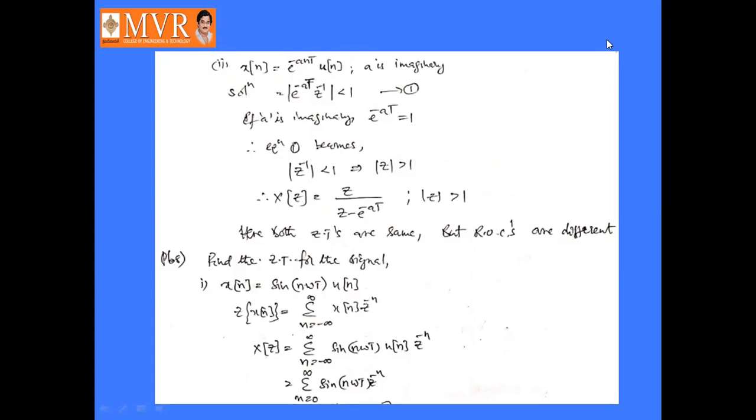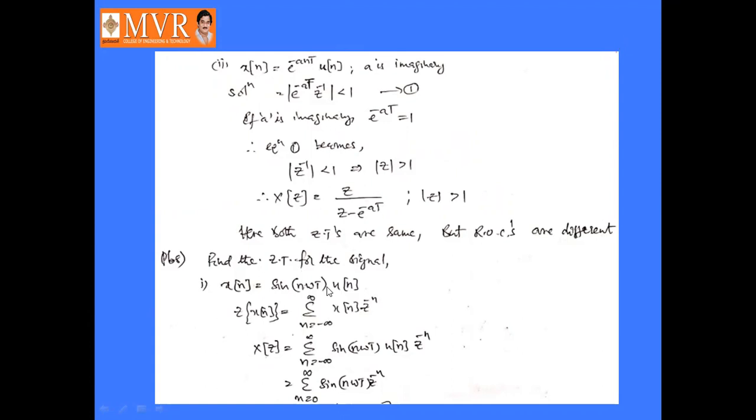Okay, we are discussing the z transforms. We are rewinding this unit, right? So up to here we discussed in the last class. Now we are going to discuss this: find the z transform for the signal x of n equal to sin n omega t into u of n.